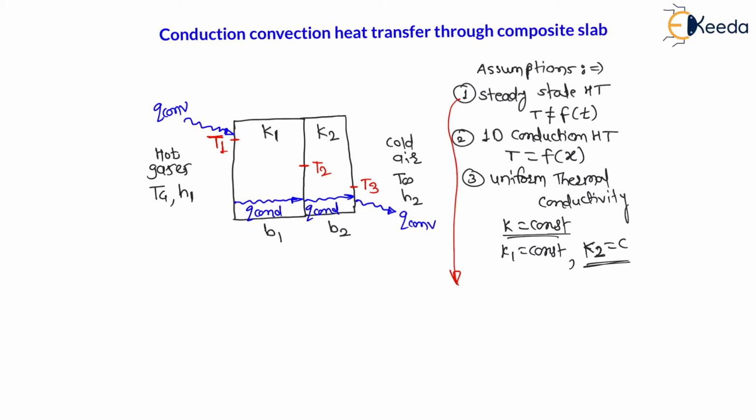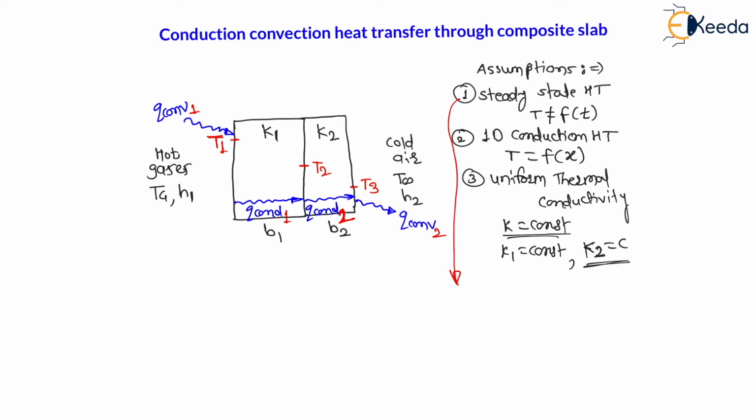That means let us say this is the first convection between the outside hot gases and the left face of the first slab. This convection heat transfer is equal to the conduction in the first slab, is equal to the conduction in the second slab, is equal to the convection to the inside room, that is, convection to the cold air, right?